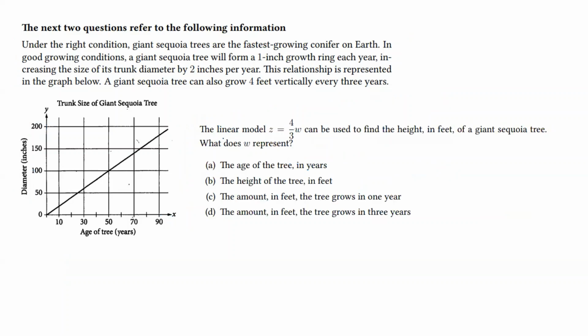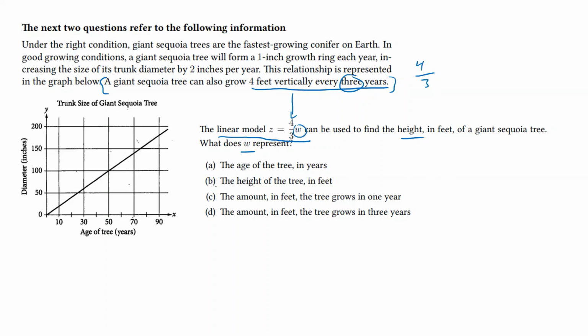Here, the linear model Z equals 4/3 W is used to find the height. We want to know what W represents. This is where we return to the stem and observe that a giant sequoia tree grows 4 feet vertically every 3 years. Notice that that is the description of that slope. 4 feet vertically, rise, over, run, 3 years. Therefore, this variable W is describing time or age.